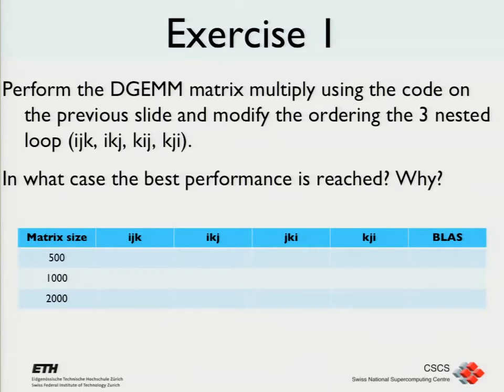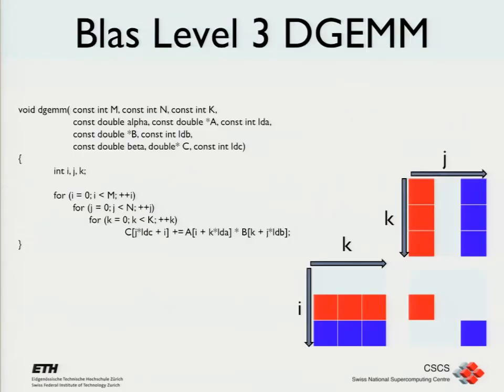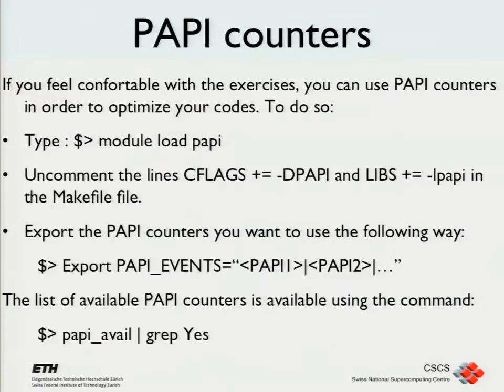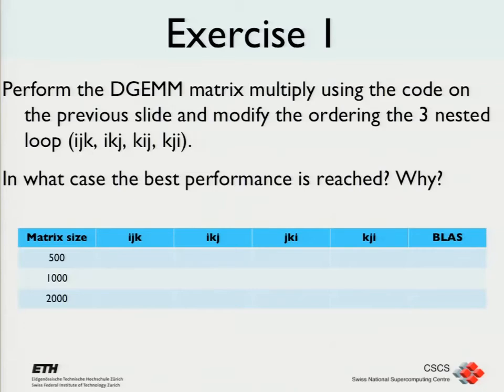Okay, so the first exercise will show you what is the performance impact of switching the loops in this very simple DGEMM, just by switching the place of the loops, and what is the impact in terms of performance.